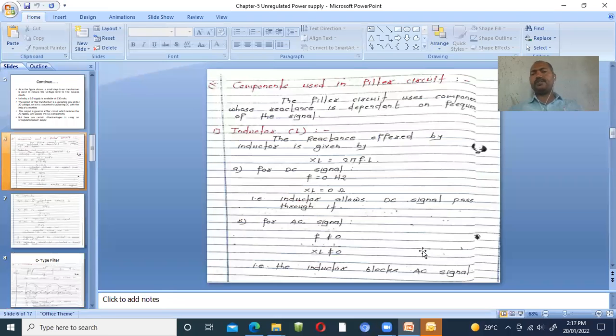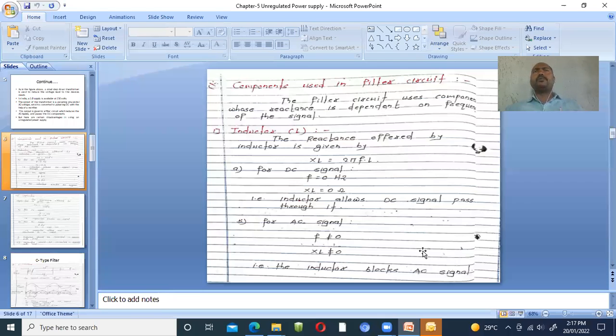See, components used in a filter circuit. We have discussed which components should be used for the filtration circuit. We know that for filtration purposes we use two types of components, that is inductor and capacitor, right? The basic function of an inductor is that it only passes the DC signal and blocks the AC signal. The function of a capacitor is that it only passes the AC signal and blocks the DC signal, right? So whatever their function, that should be used for the purpose of filtration, right?